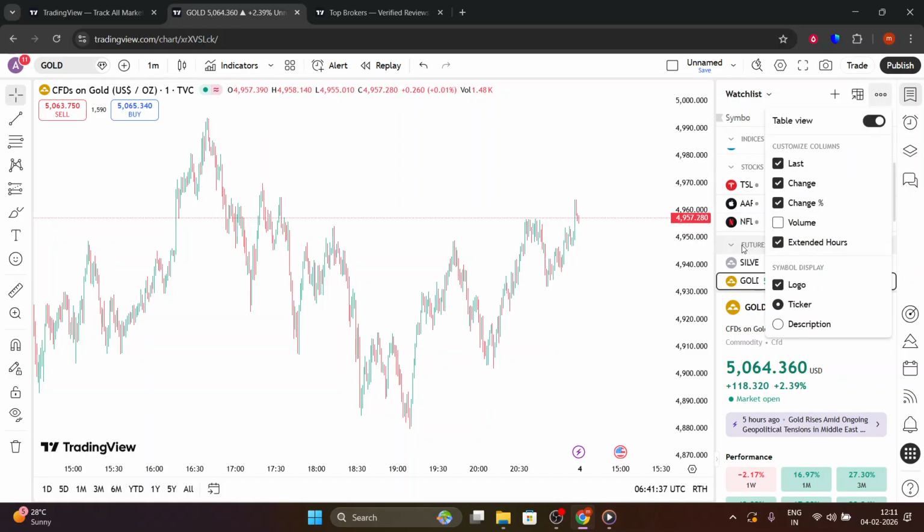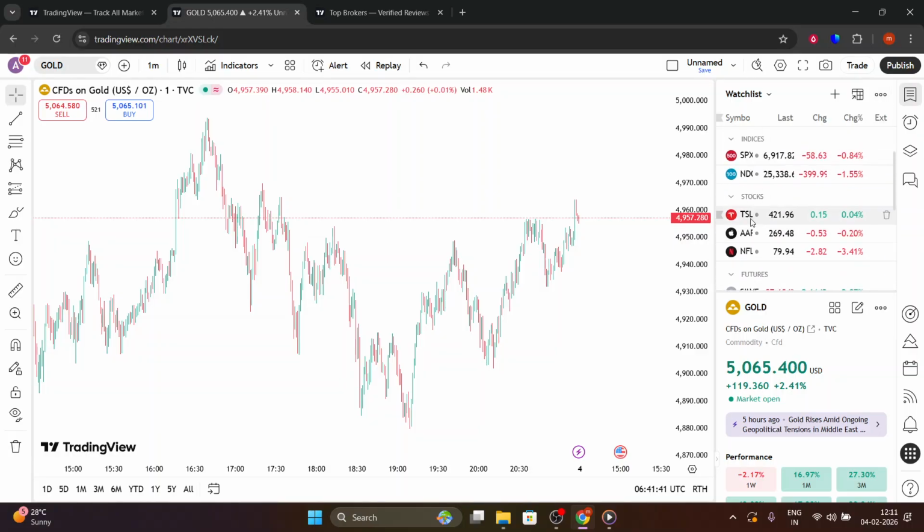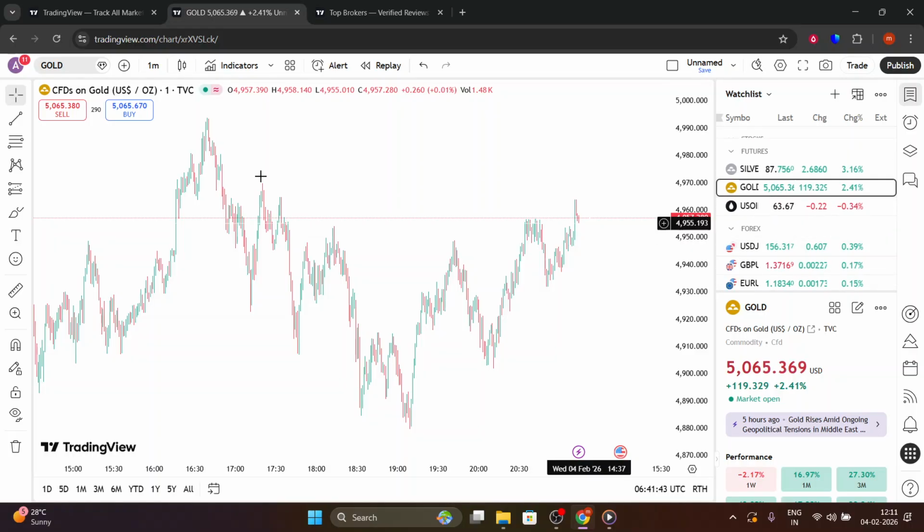Keep in mind that extended hours are primarily available for stocks. Not every asset will display this data. If you turn on the setting and nothing changes, the instrument you are viewing may not provide extended trading sessions. Switching to a major stock ticker is a good way to confirm that the feature is working.